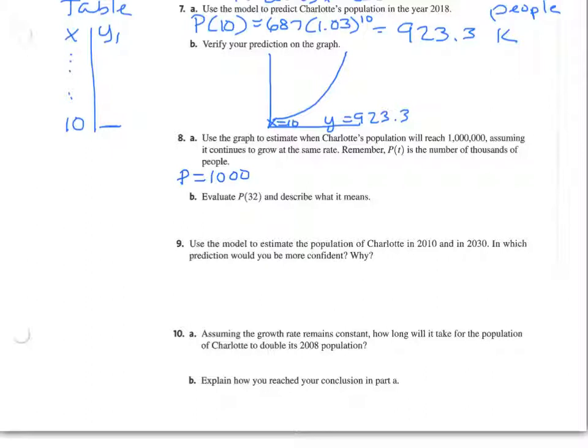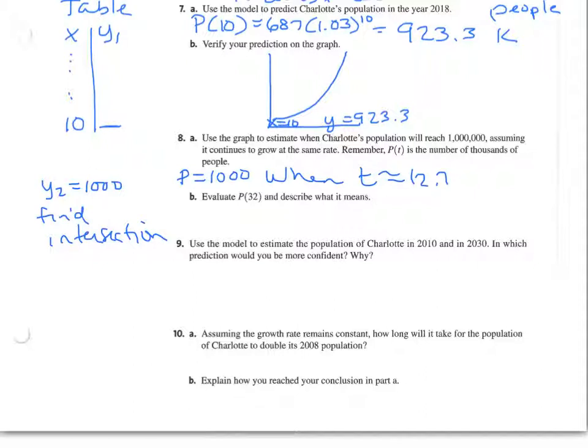You could also go into Y2 if you wanted to and put in that 1,000 and find the intersection of the lines. That gives you an exact way. So this happens when t is about 12.7 years. Okay, so that's really about 12.7 years or about 13 years, so we're in about year 2021.